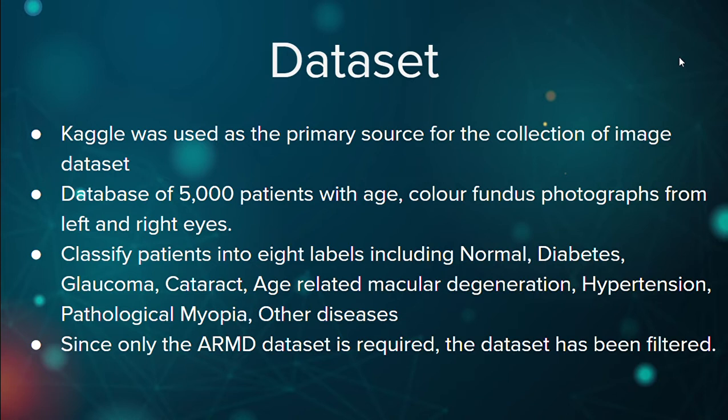The final dataset contains fundus images of both right and left eyes, which are labeled as age-related macular degeneration, and the .csv file containing the attributes ID, patient age, patient gender, left fundus eye image file name, right fundus eye image file name, left diagnostic disease, right diagnostic disease. So after filtering the dataset, the size has been reduced from 5,000 to 267 images.